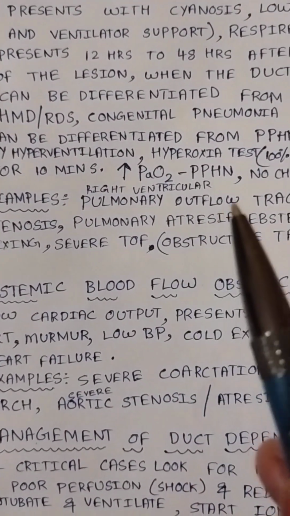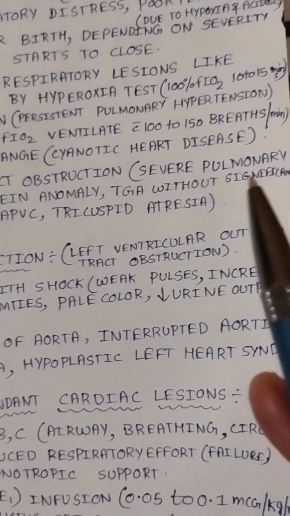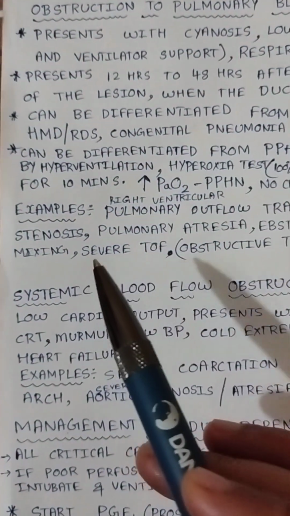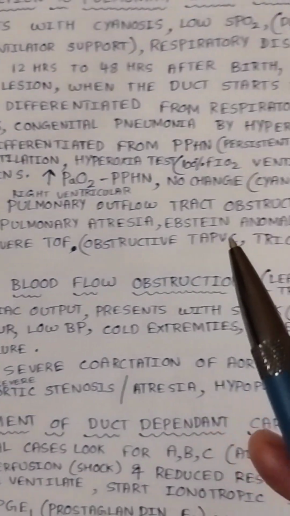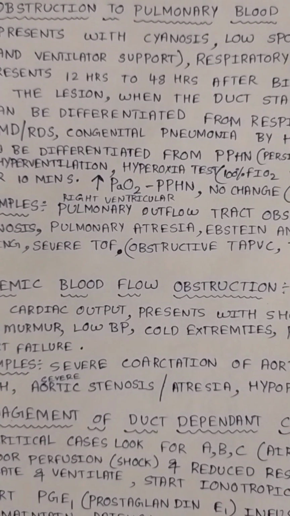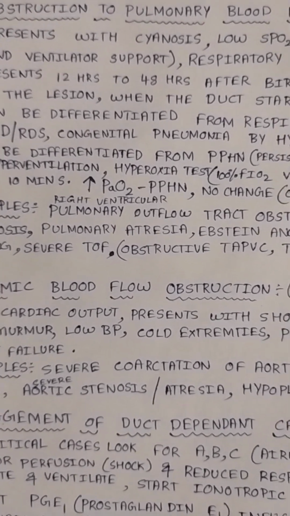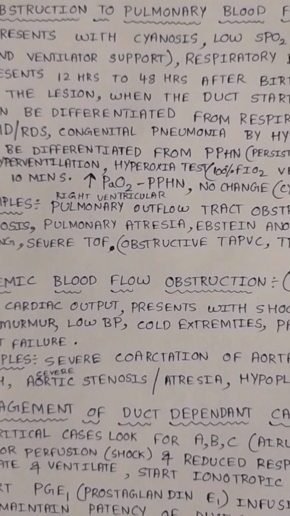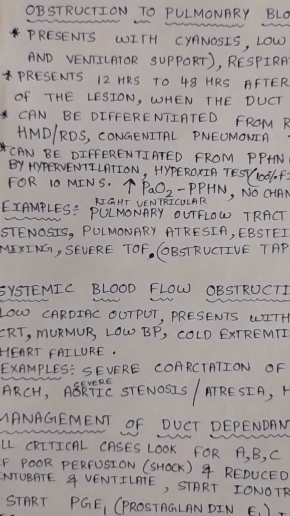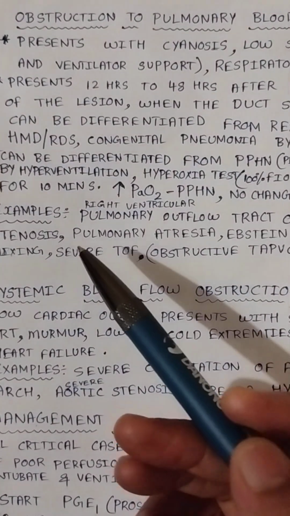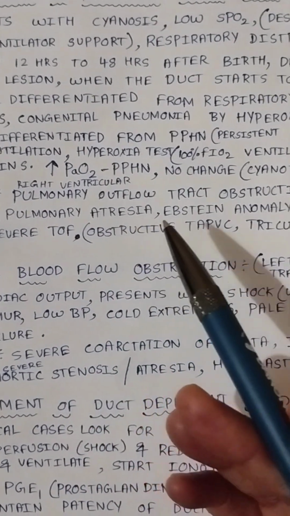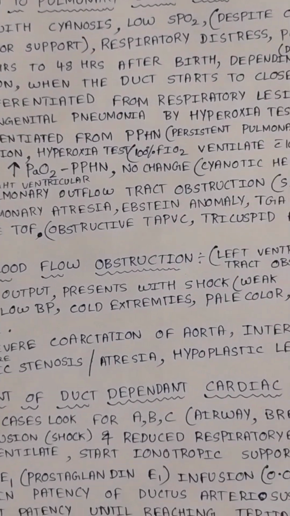right ventricular pulmonary outflow tract obstruction. Examples of these lesions are severe pulmonary stenosis and pulmonary atresia. In these lesions the pulmonary artery outflow is obstructed, so the deoxygenated blood cannot go to the lungs for oxygenation. Pulmonary atresia means the pulmonary valve will be completely closed.